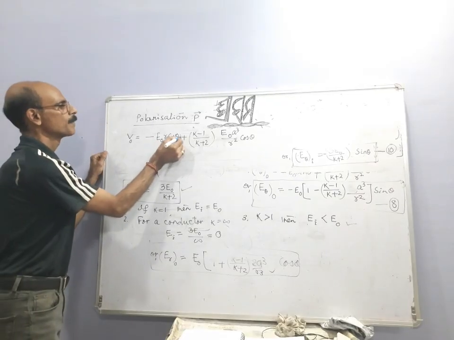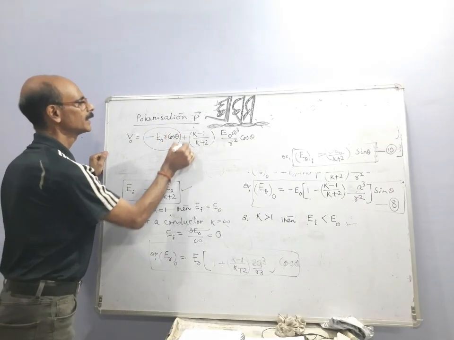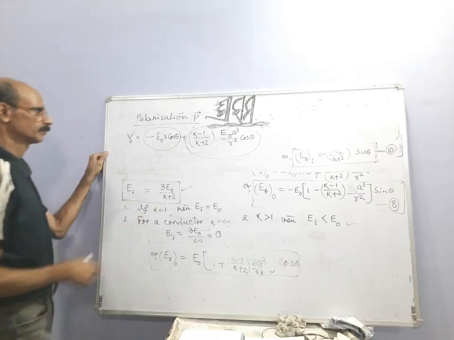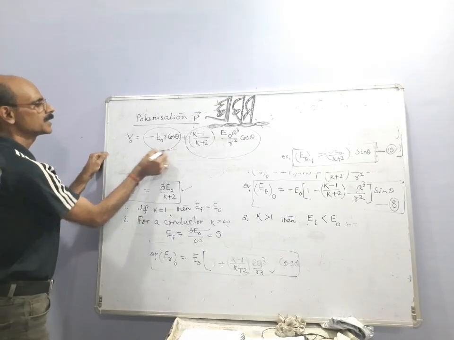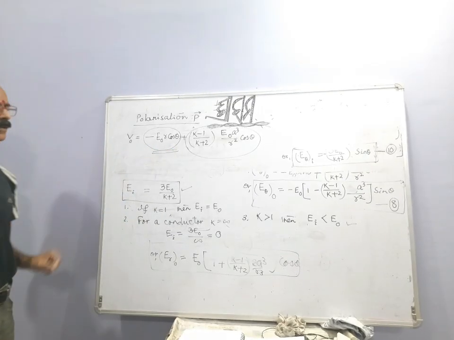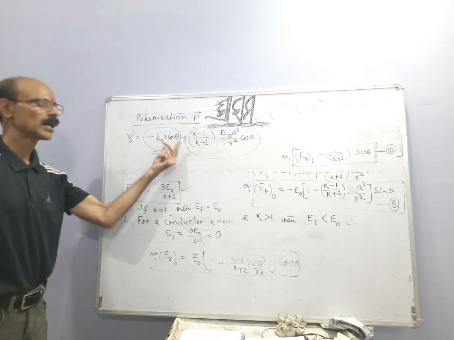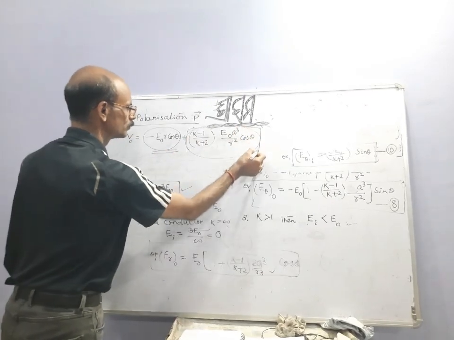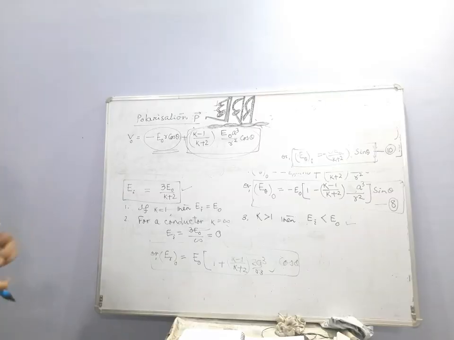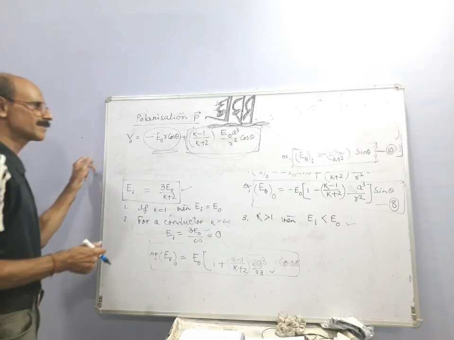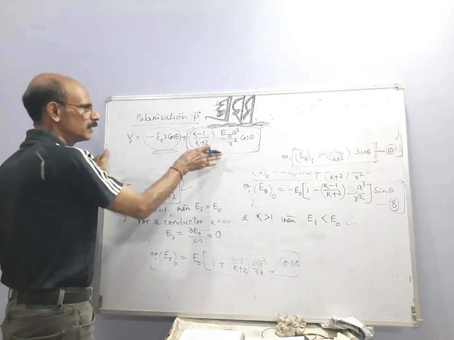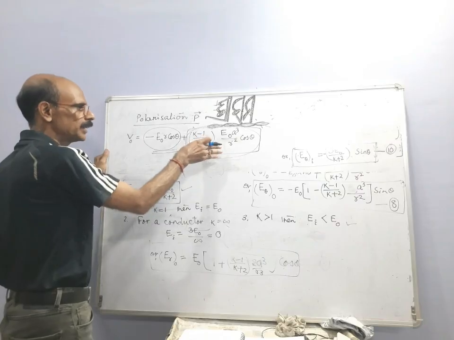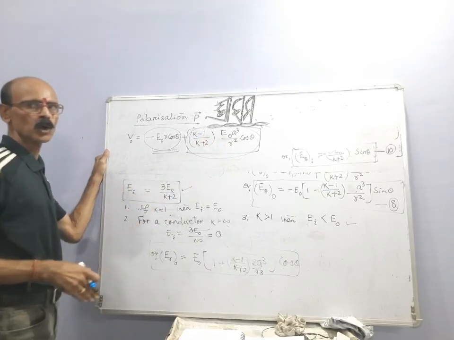You see, here it contains two terms. This is the original potential, minus E0 r cos theta. But this extra term arises due to polarized charges, and it is called the dipole moment factor.